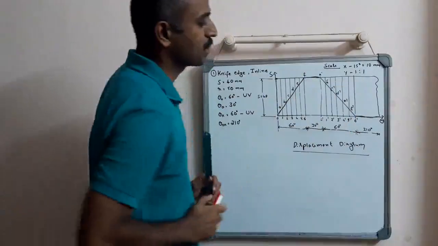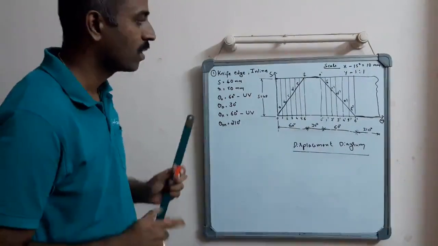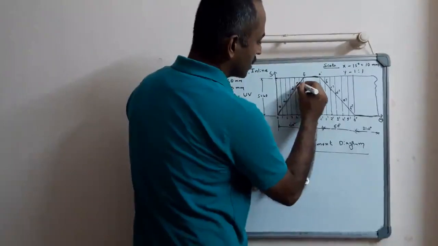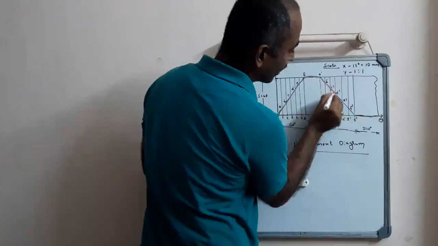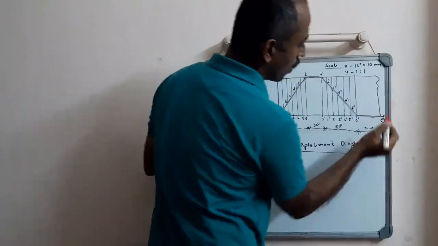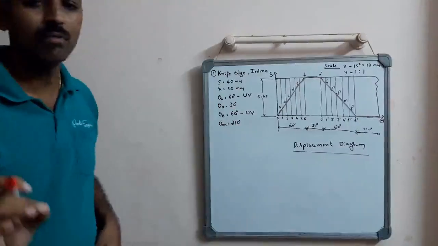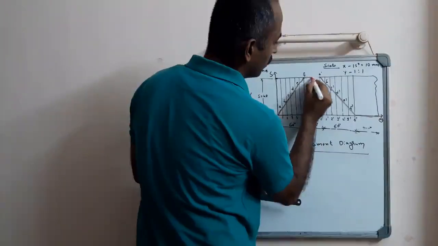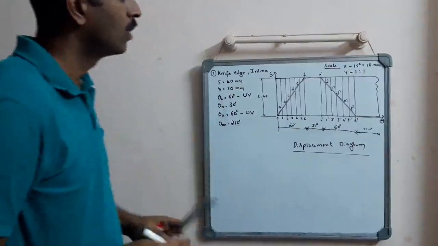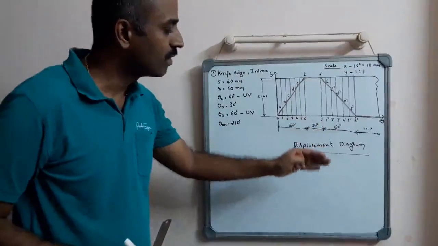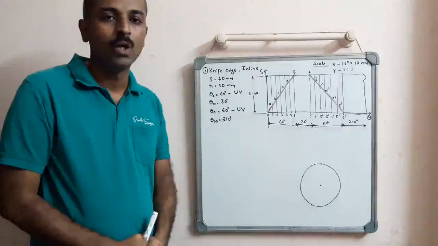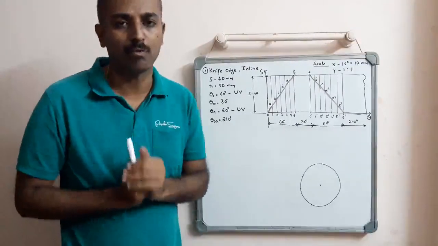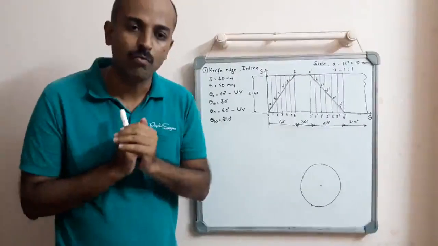This is the displacement diagram for the given question. In this displacement diagram, only the displacement curve has to be thick. All other lines are to be maintained very, very thin. Using this data, we will construct the cam profile. Now let us see how to draw the corresponding cam profile for the given knife edge follower.